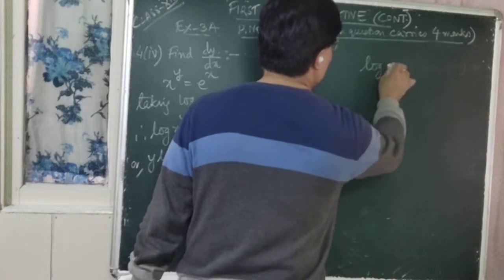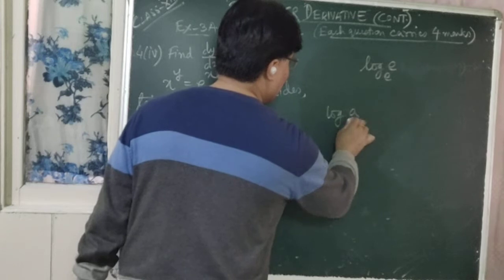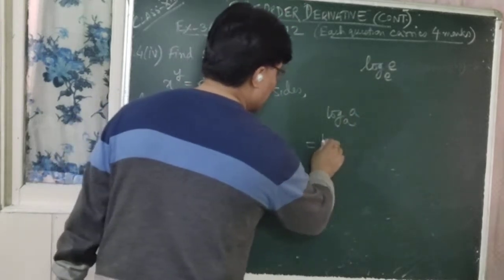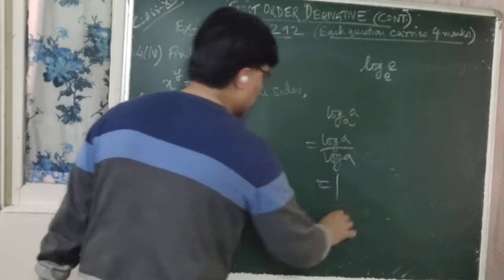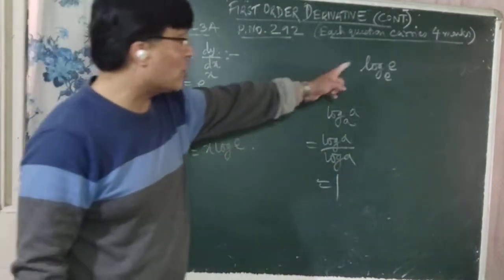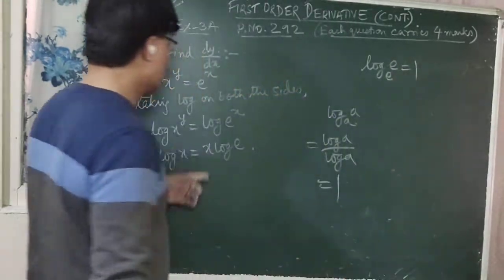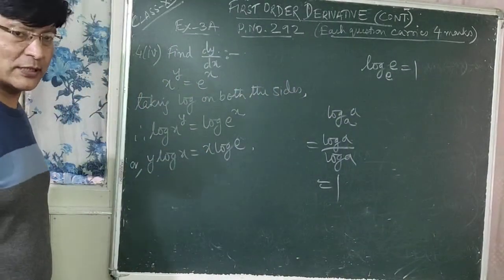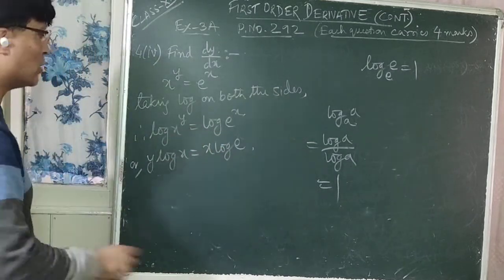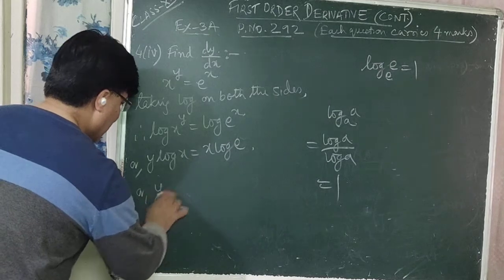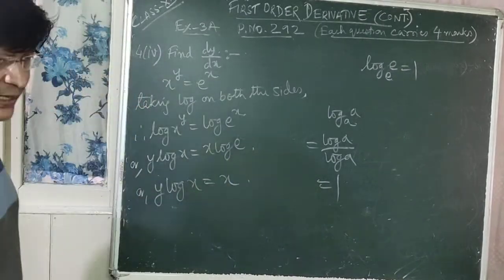Log e means log e base e. You know that if log a base a is there, you can write it in terms of fraction log a by log a, which is equal to what? 1. Similarly, what is log e? Same base e is there, so log e base e is always 1. So log e is 1. Okay? Because if there is no base, the base is e. That means what is the value for log e? That is always 1. Or y log x is equal to whatever, that is x, right?